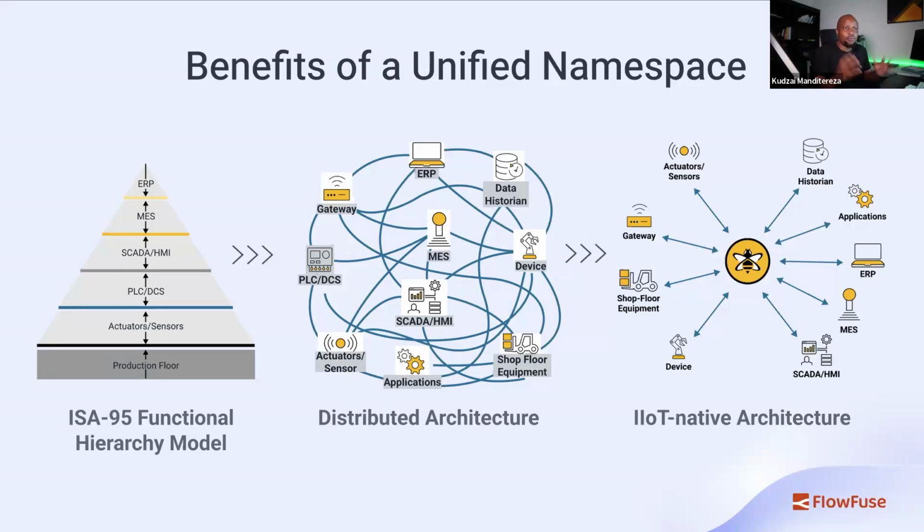So there's no common sharing, no common ecosystem where you could just tap off of data, which is basically what the unified namespace does. And what you see in the middle there is a distributed architecture, which is a movement, or a progression from your tiered approach.